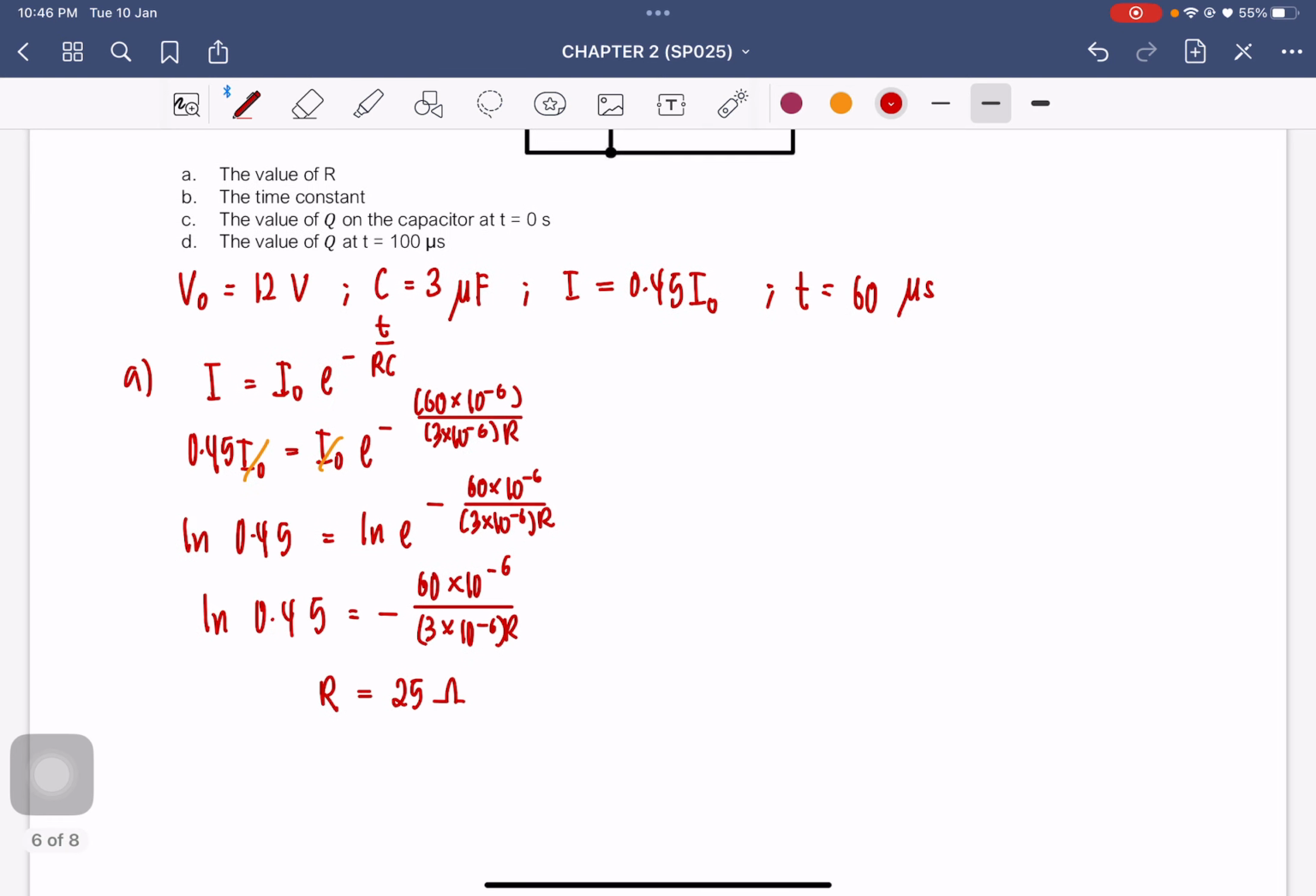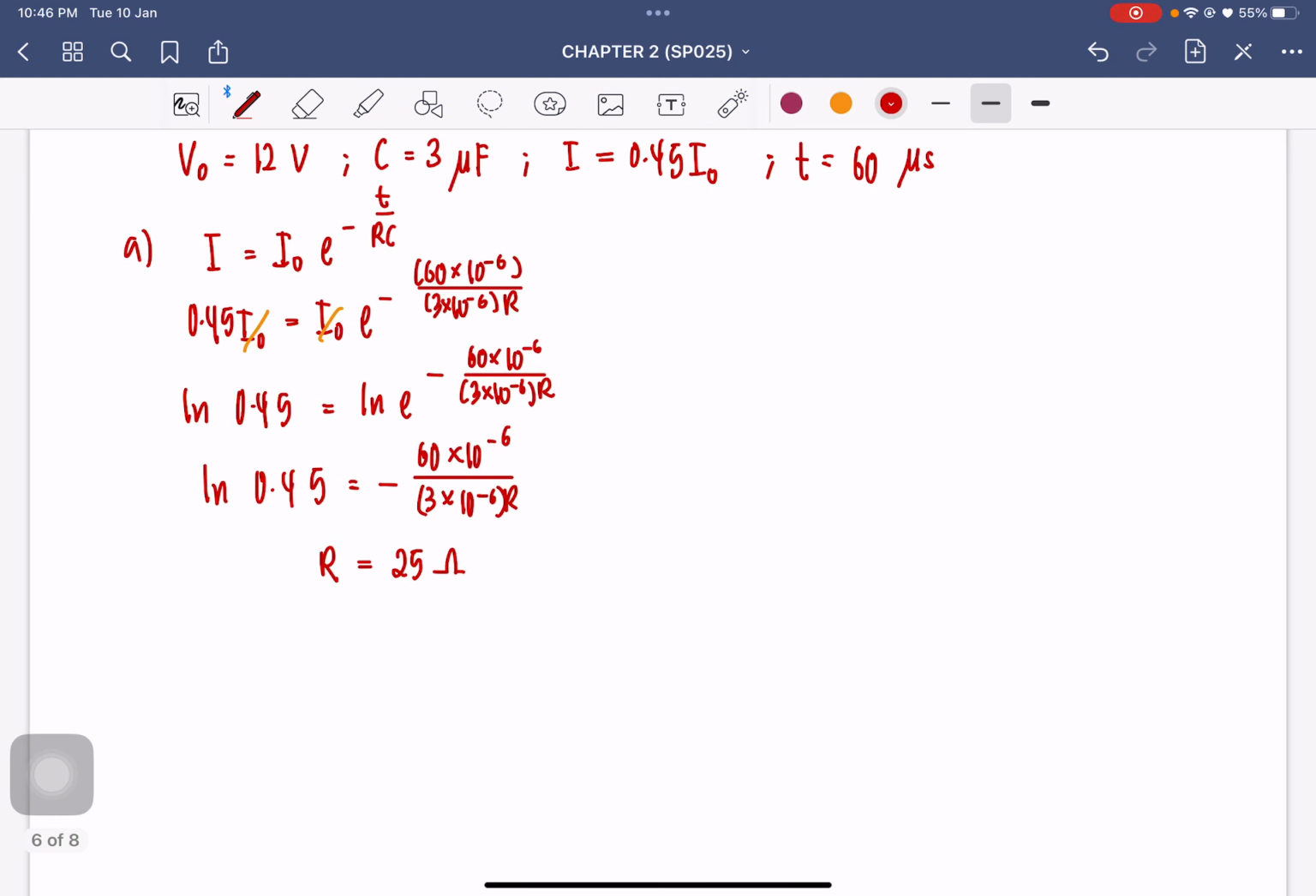Okay, next kita perlu cari the time constant. So the time constant punya formula is straightforward, which is tau equal to RC lah. So we have the value of R already, we have the value of C. So kita just substitute lah. So kamu akan dapat the answer to be equal to 7.5 times 10 negative 5 seconds. Okay, so that is the time constant.